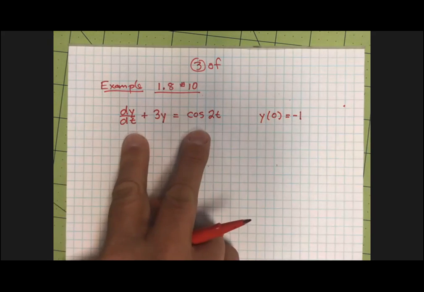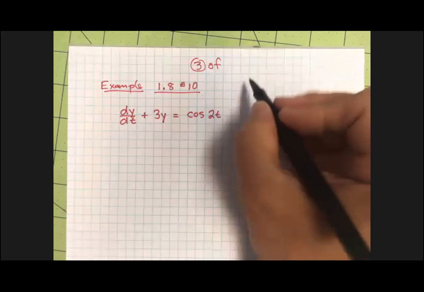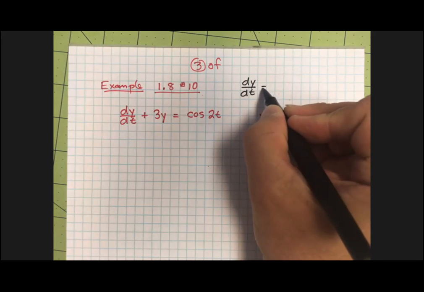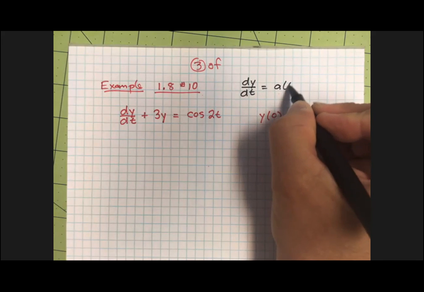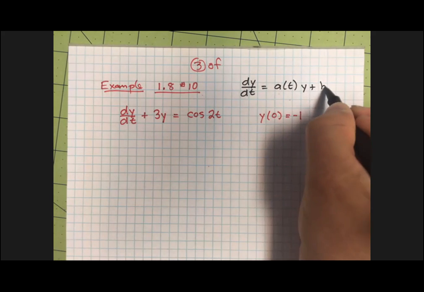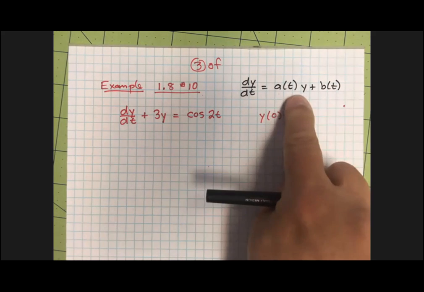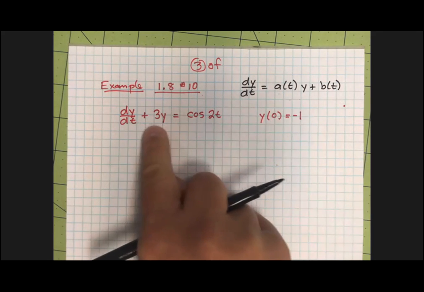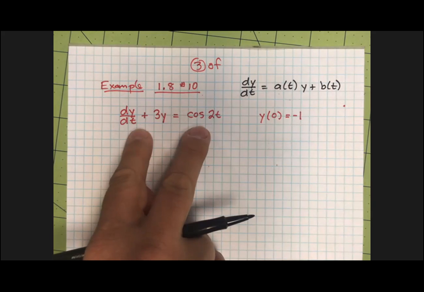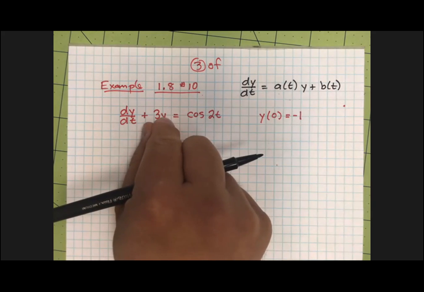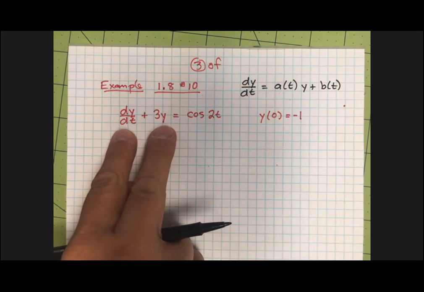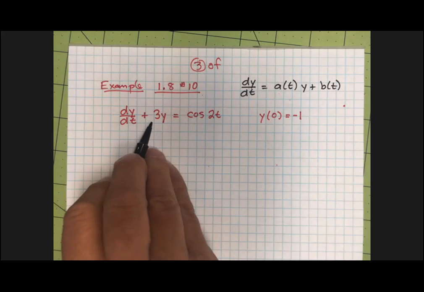So this is a linear problem. Remember, our definition of linear problem has dy/dt, the derivative, equal to a of t times y plus b of t. That's our definition of linear. But anything that can be put into that form is linear. So this is a first order linear equation. I could just pick the 3y and put it over here on the right. There is a value to putting the 3y on the left, particularly since this is a constant.